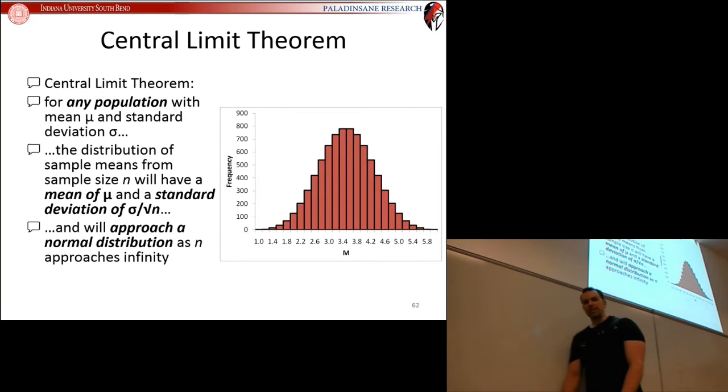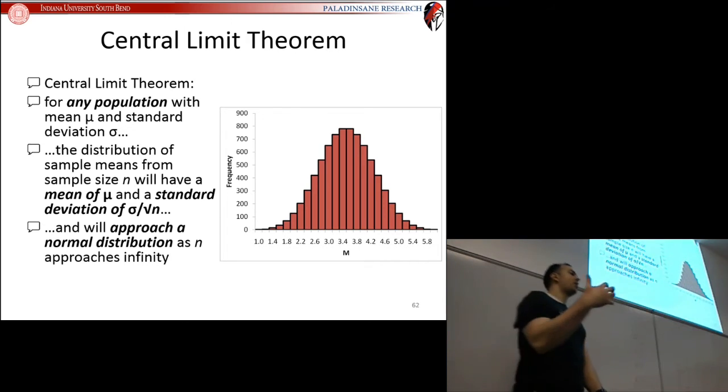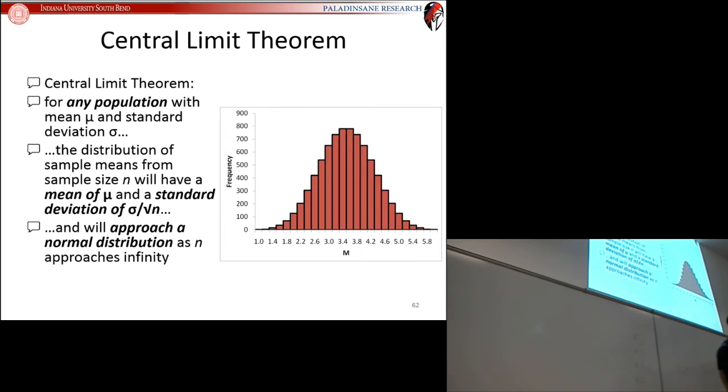And just to drive home the point about how important this is for psychology, we know very few populations, right? We have data on very few populations. We know height data for the population. We know weight for the population. We know IQ scores for the population. SAT scores for the population. What we don't know is most other populations.